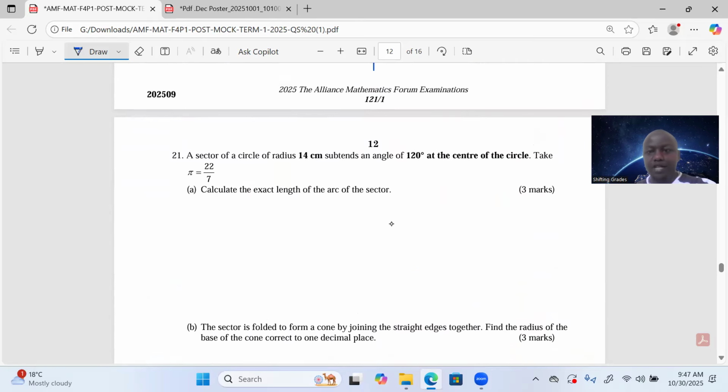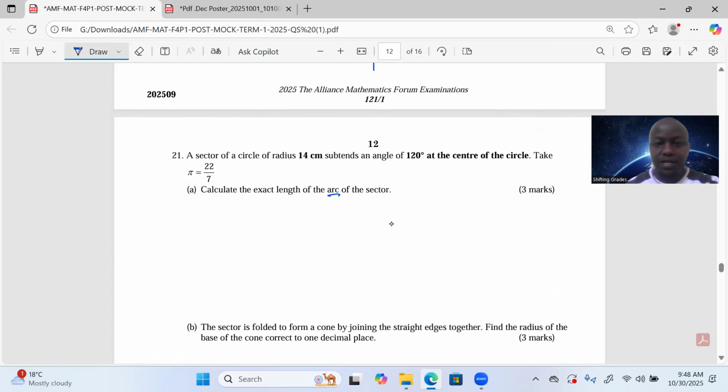Let's look at number 21, ladies and gentlemen. We must go through the full paper. We shall discuss everything in this section too. So please stay tuned until we revise everything. Now, a sector of a circle of radius 14 centimeters subtends an angle of 120 at the center of the circle. Take pi as 22/7, then calculate the exact length of the arc of the sector.